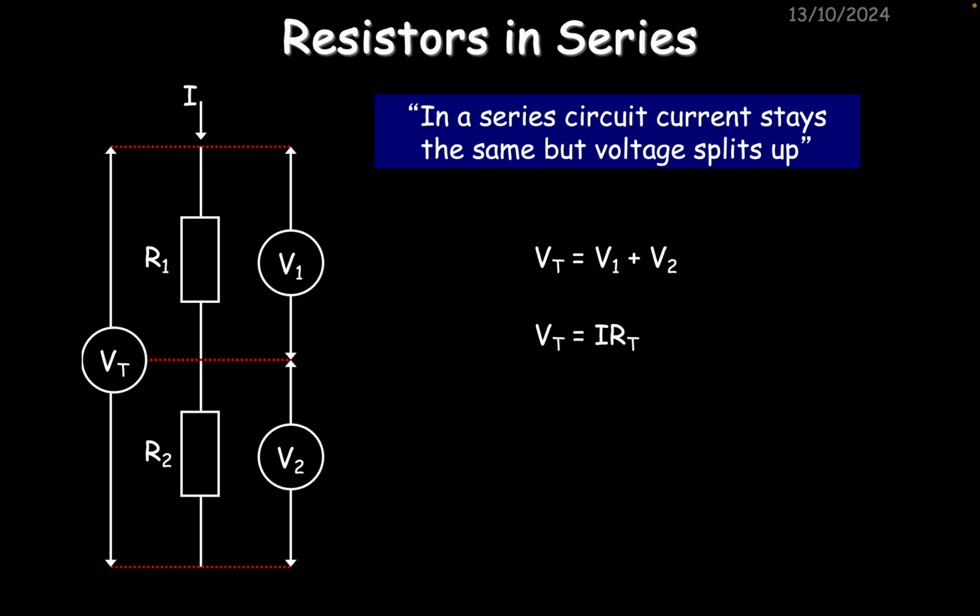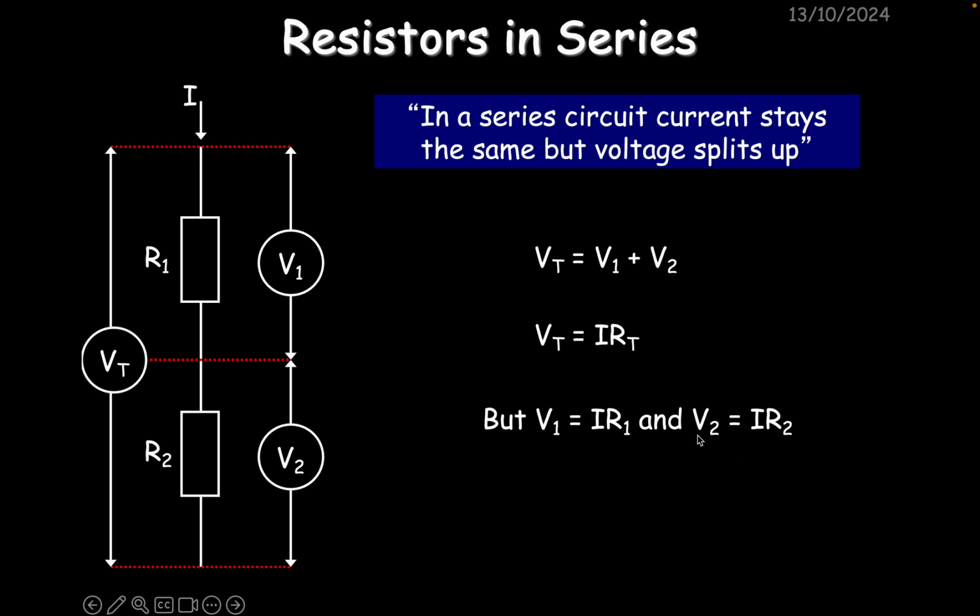So the total voltage must be the current through all of them and the total resistance of the circuit. Now we want to prove that total resistance is equal to R1 plus R2 in effect. But since we know that voltage 1 is I times R1 and voltage 2 is I times R2, then we can replace V1 here with IR1, V2 here with IR2, and then we've got 2 equations which can then be equated to each other.